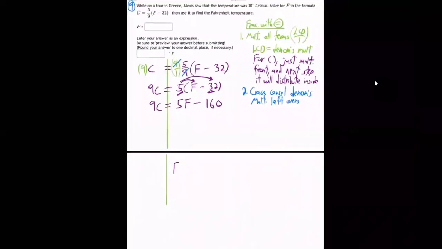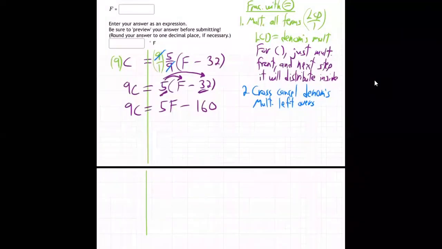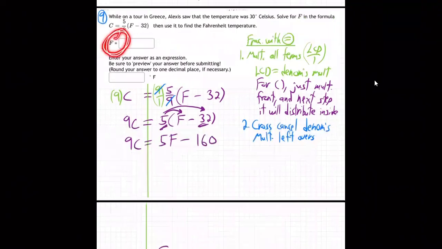F is way down here or wherever. I want to be alone, right? Because that's what we're trying to solve for. Get F alone. That's been the name of the game. So we've got to get rid of that 160 and get rid of that 5, so that F can be alone. So keep going. Add the 160 to both sides, like so. And it cancels.